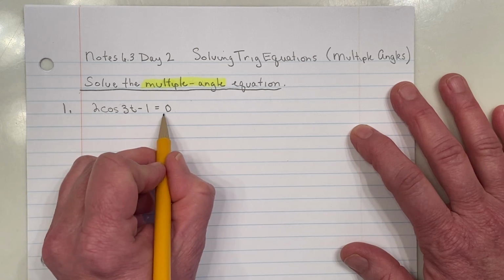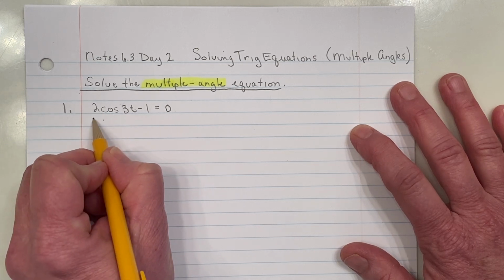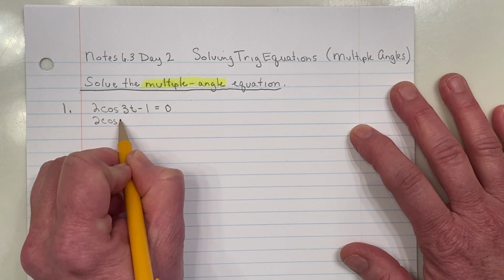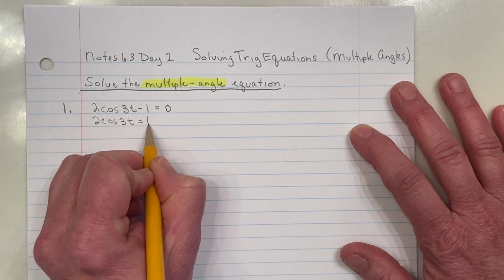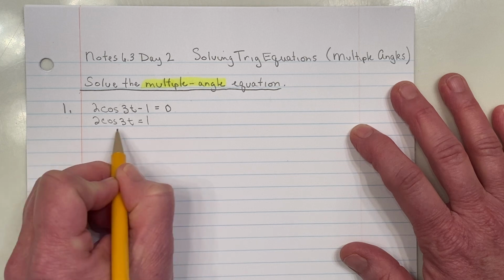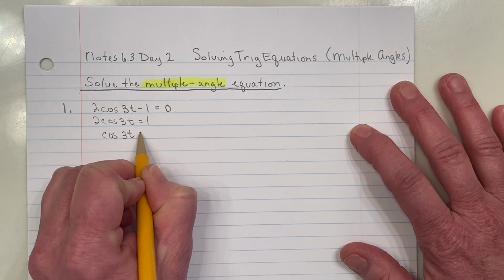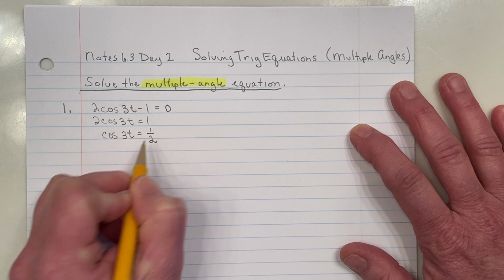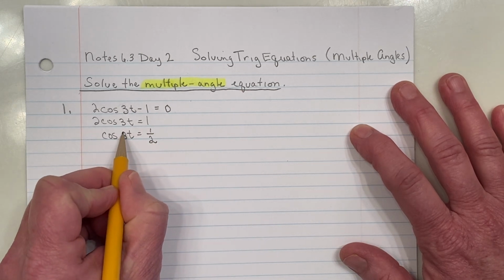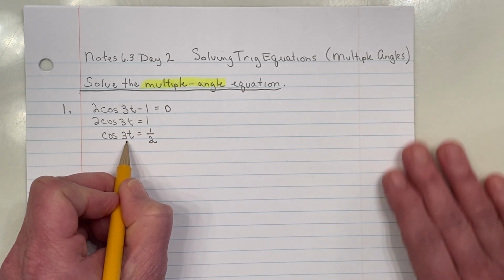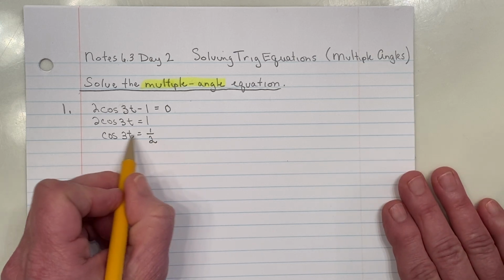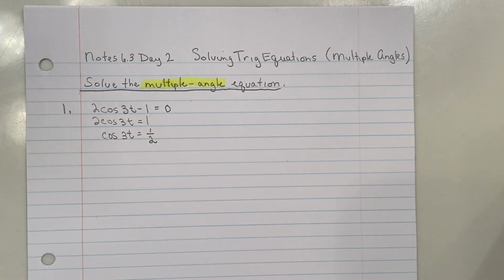So let's go ahead and add 1 to the other side. So we're going to have 2 cosine 3t equals 1. This all stays together, divide by 2. So now we have cosine 3t equals 1/2. In the last lesson, like I said, the coefficient over here was just 1. So we went right to the unit circle and we found our answers, adjusting depending upon if we're finding all solutions or on a closed interval.